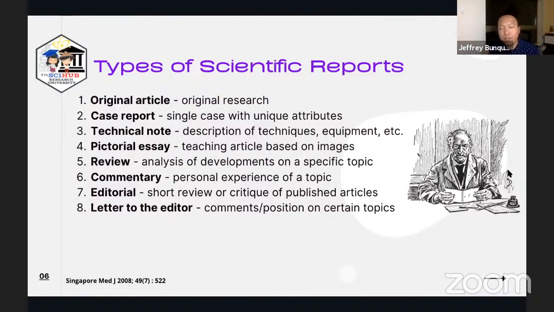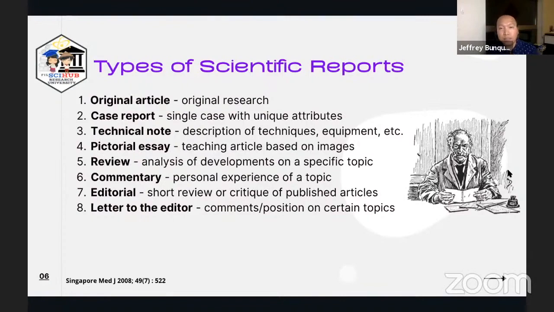Okay, so case reports, so for example, kung ikaw ay doktor at encounter ka ng isang pasyente at yung kanyang kaso, for example, yung case niya ng COVID ay iba yung symptoms. Sometimes they actually publish single case reports.